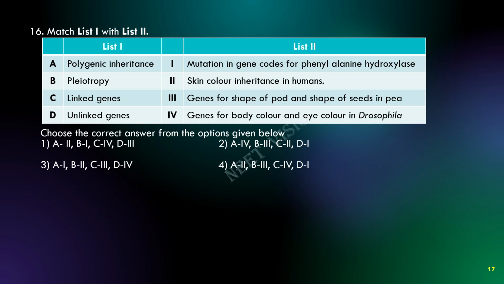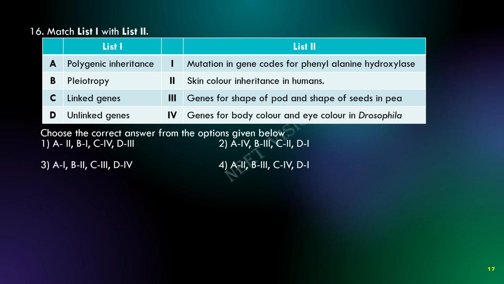Polygenic inheritance: examples are skin color in human beings, and even height of human beings is also polygenic inheritance. Polygenic inheritance is also influenced by the environment, as you know. Pleiotropy: mutation in the gene that codes for phenylalanine hydroxylase. The best example of pleiotropy is phenylketonuria, where there is deficiency or malformation of phenylalanine hydroxylase. So B1, A2, B1.